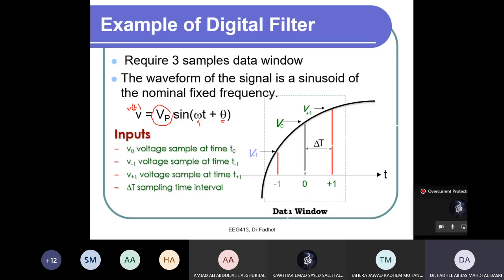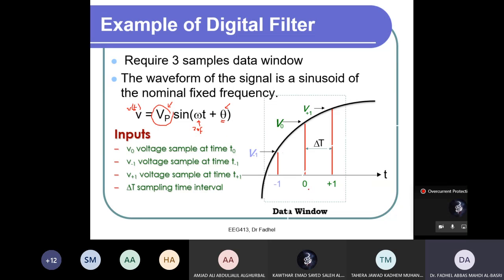I know the frequency is 50 hertz, 2 pi f, so f is known to me. In this algorithm, I assume the frequency is 50, known, not changing. But I want to estimate this peak and this phase angle based on 3 values of V of t.